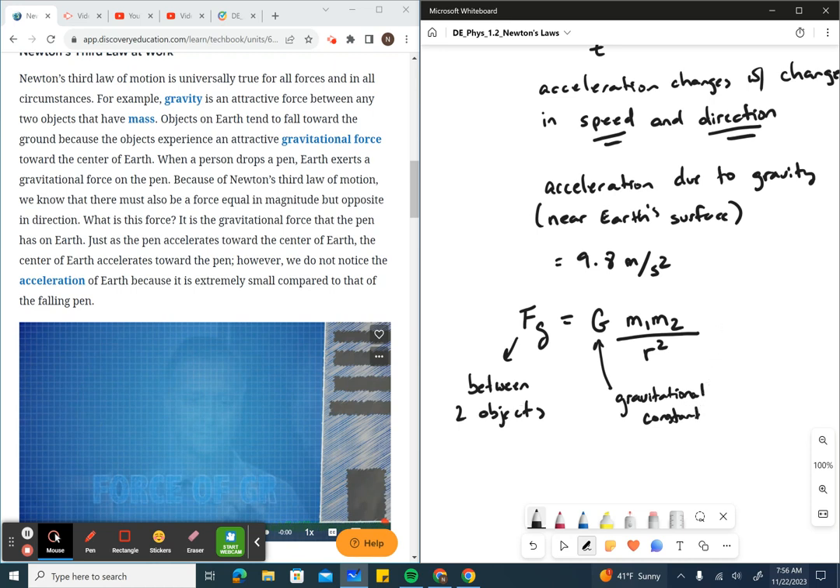Okay, which was 6.67 times 10 to the negative 11 newton meters squared per kilogram squared. All right, and we've already taken that in our notes as well.